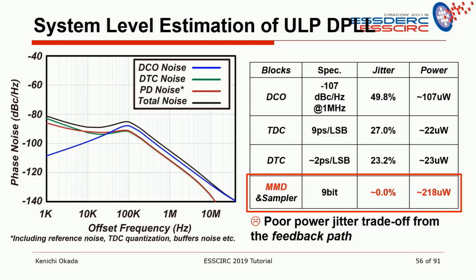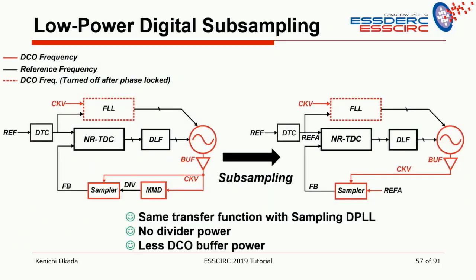In this case, we apply 65 nanometer technology, so it causes some larger power for the digital standard cells or something. Maybe advanced technology can lower this power, but still this multi-modulus divider consumes large power. Okay, so the next target is removing this multi-modulus divider, as I explained.